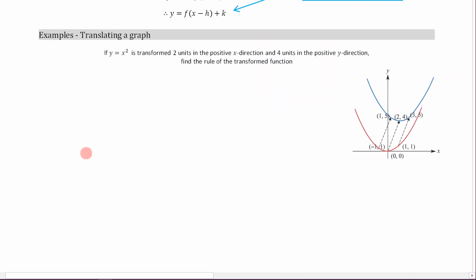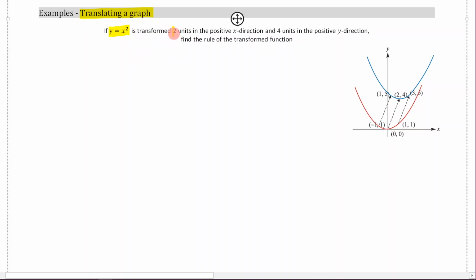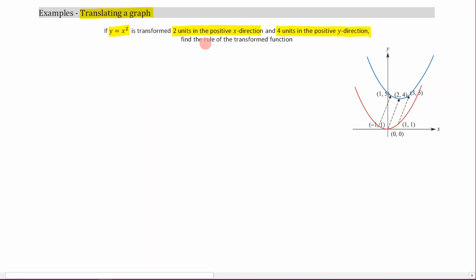I think people learn best by going through an example. So let's look at this one right here. So remember, what we're doing here is we're translating an entire graph, not just a single point, as we were doing in the last video. Okay, it says, if y equals x squared is transformed 2 units in the positive x direction and 4 units in the positive y direction, find the rule of the transformed function.